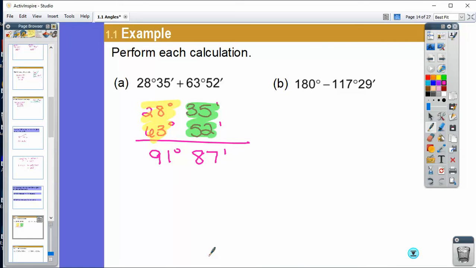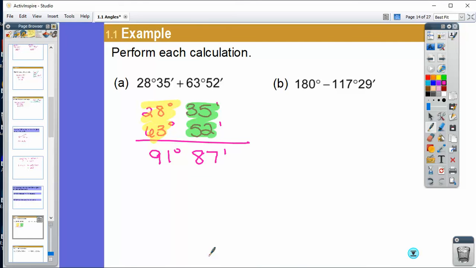Okay. Now, if you are telling somebody how to get somewhere, do you say, oh, it'll take you 1 hour and 87 minutes to get there? No. What would you say? 2 hours and 27 minutes.